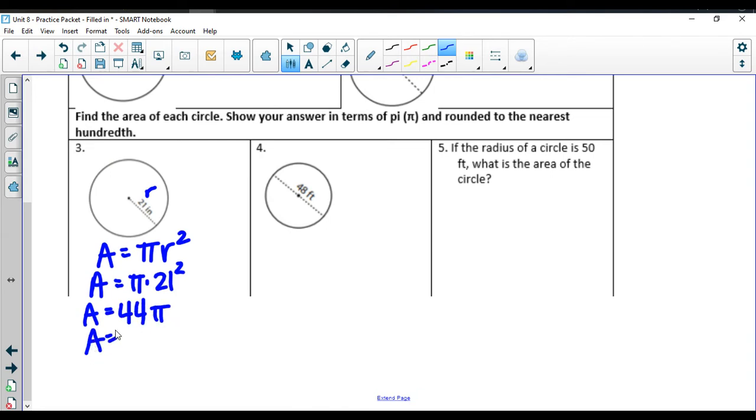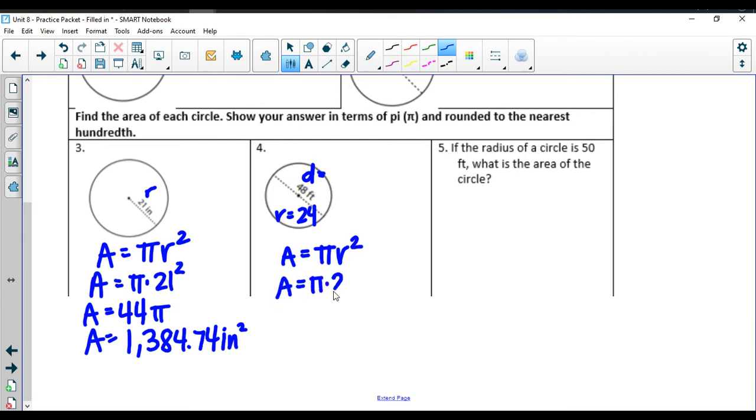And I'm going to go ahead and multiply that by 3.14, giving me 1,384.74 inches squared. So next one, this is your diameter. So your radius then is going to be half of it. So area equals pi r squared, pi times 24 squared. So 24 squared is going to be 576 pi.